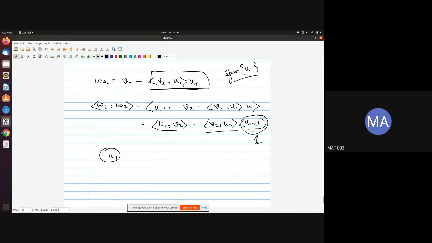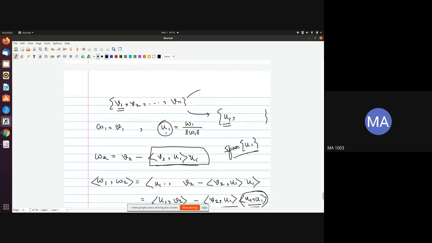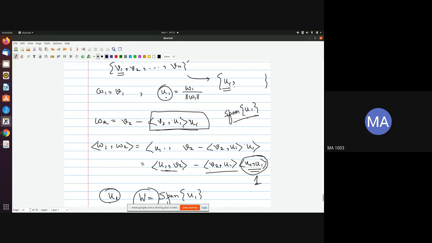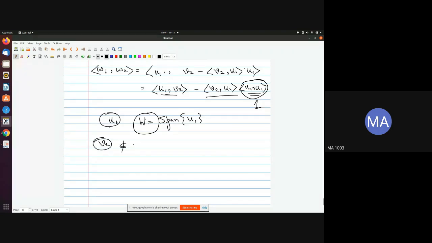And then I have U1, so I have a subspace like this. Correct? This is a subspace, my new W. Now I have vector V2, which is outside this span, because I started with a linearly independent set. This set was linearly independent because it was a basis. So V2 is not inside the span of U1. Is it clear to everyone?